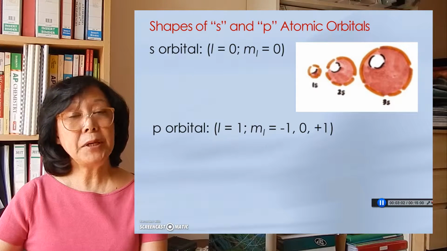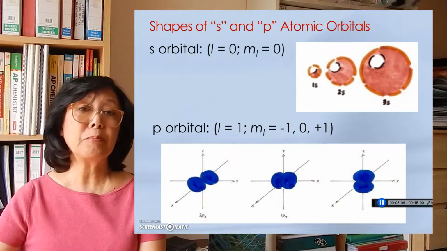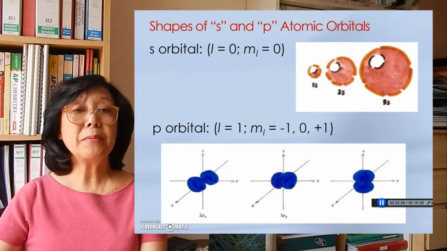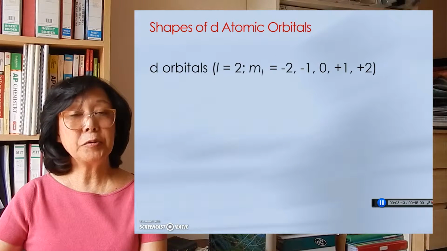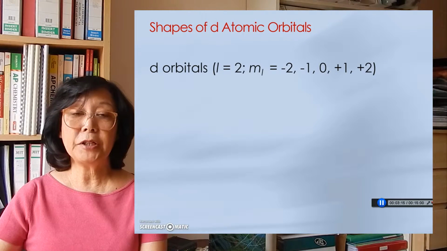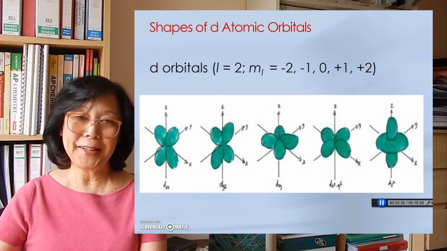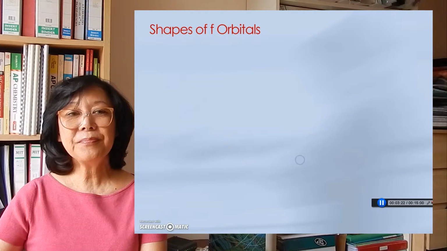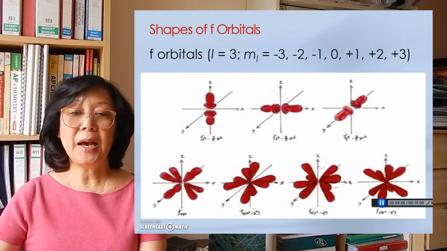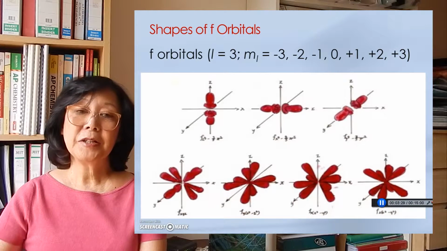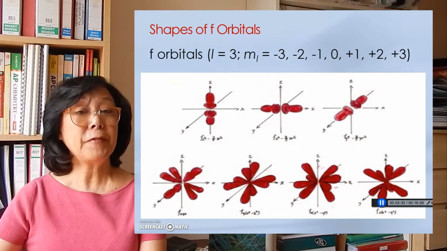The next one is the p orbital, which looks like a dumbbell and has 3 orientations along px, py, and pz. Then you have the d orbitals, which have 5 orientations, and look like 2 sets of dumbbells crossed together. Finally, there are the f orbitals with 7 orientations, and they look even more complicated. So remember s, p, d, f in the order of 1, 3, 5, 7.